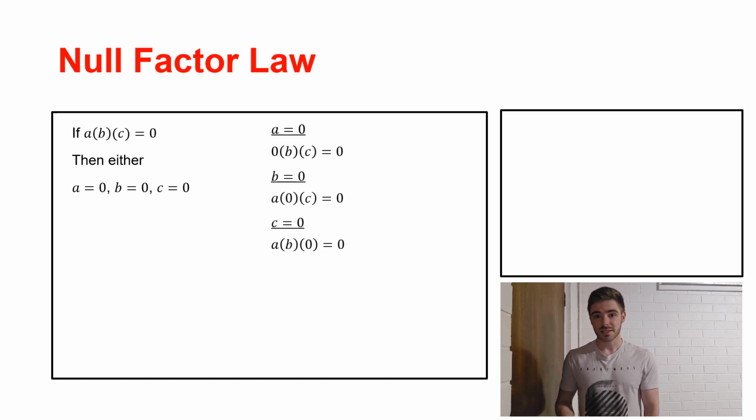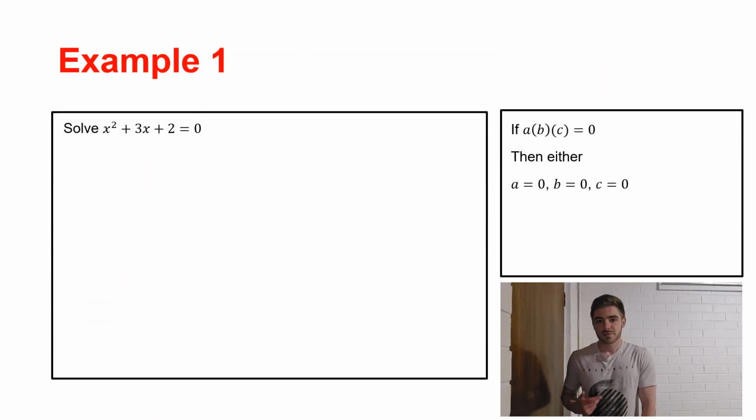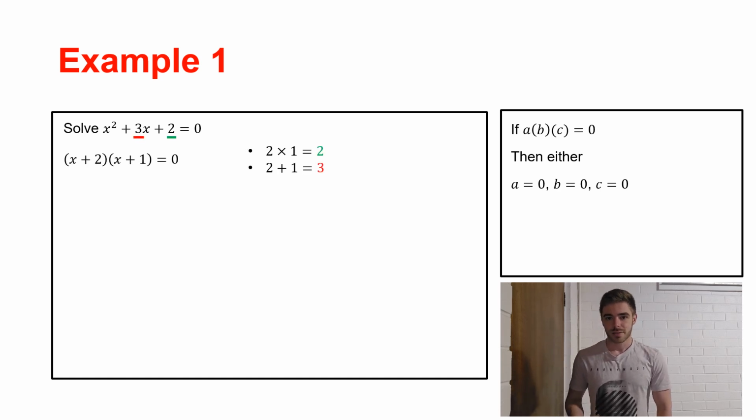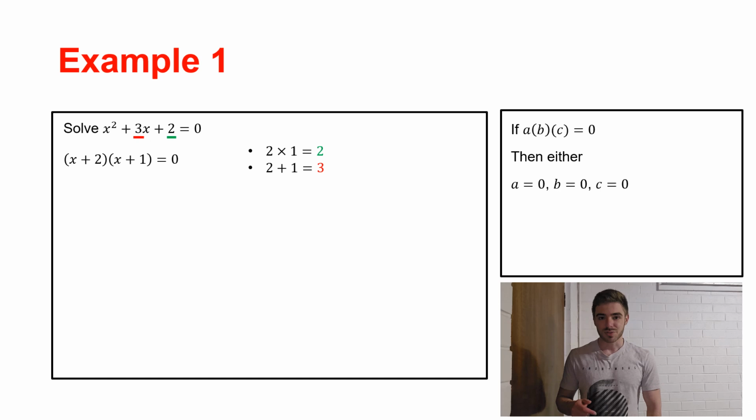We can use this technique to solve quadratics via factorization. Suppose we have the following quadratic equation and we would like to solve it. Well, the first step is going to be to factorize the quadratic. And this one in particular can be factorized using the add together times together method. If you need to revise this, please be sure to check the previous video on expanding and factorizing.